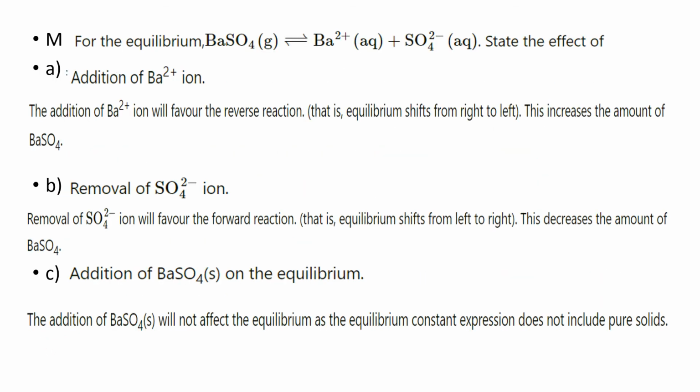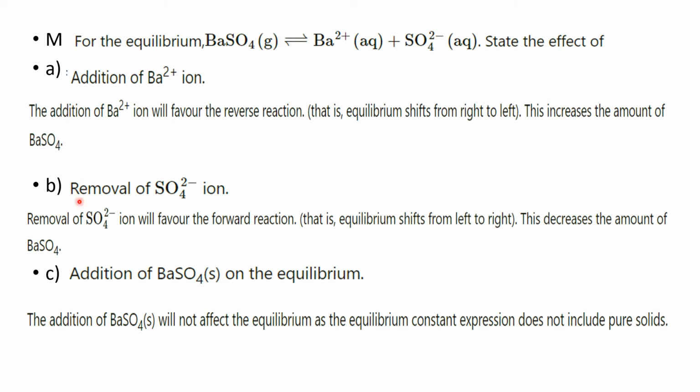Question M. For the equilibrium, BaSO4(s) gives Ba2+(aq) plus SO4 2-(aq). State the effect of A. Addition of Ba2+ ion. The addition of Ba2+ ion will favor reverse reaction. That is, equilibrium shifts from right to left. This increases the amount of BaSO4.